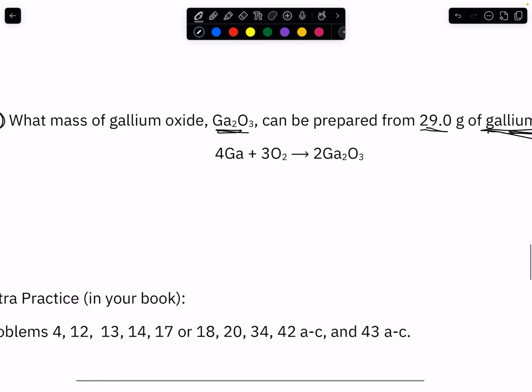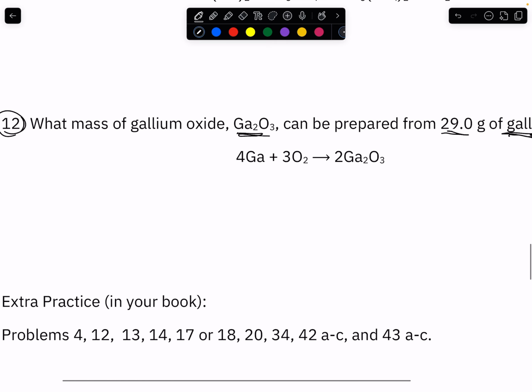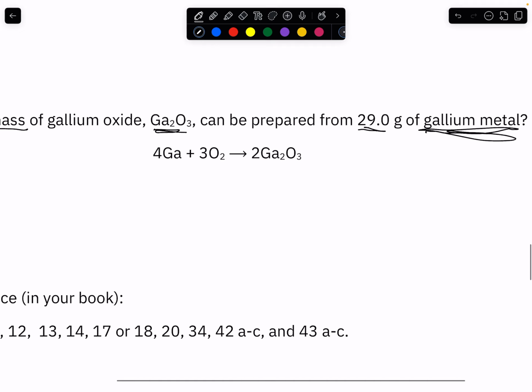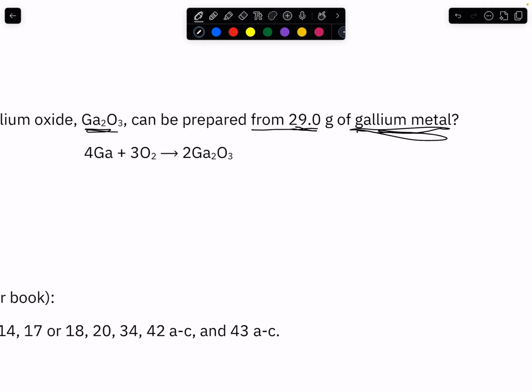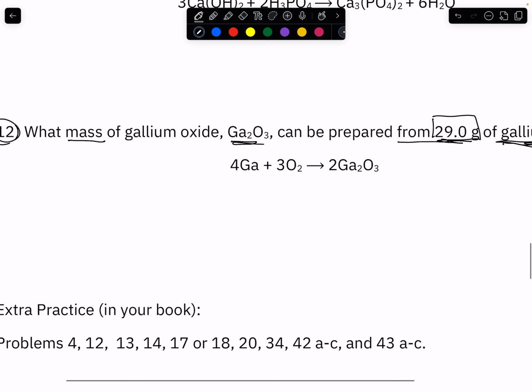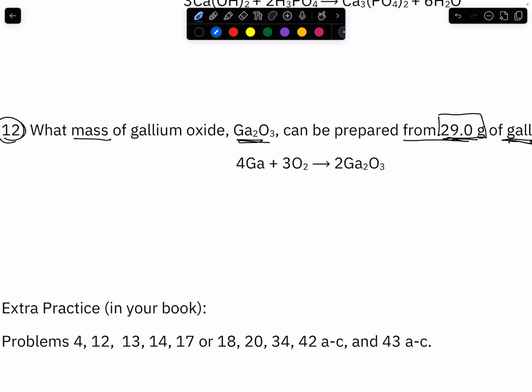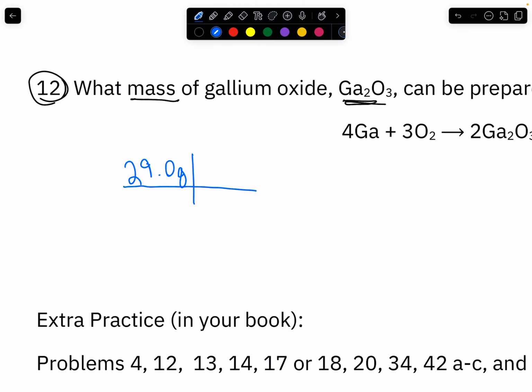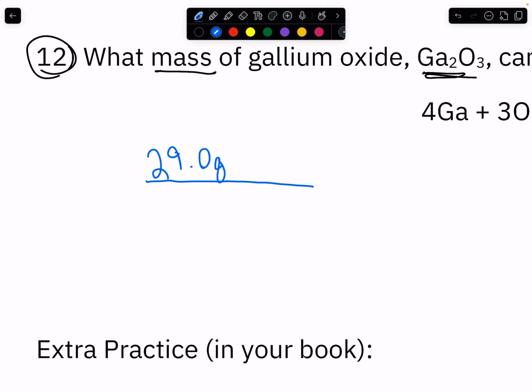And what I always do is I notice that I'm asked what mass from this amount that I'm given. So based on this amount, what can I get? I'm going to start using a blue pen because I just like the color blue. So I would start by saying this is 29.0 grams Ga. So then I know it's gallium metal, this specifically right here.